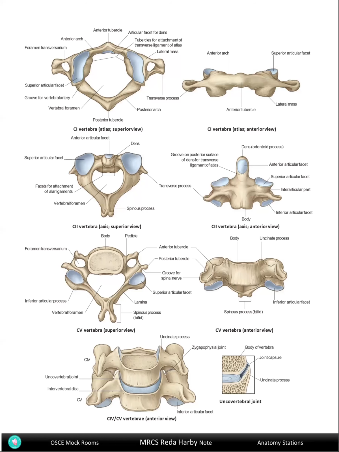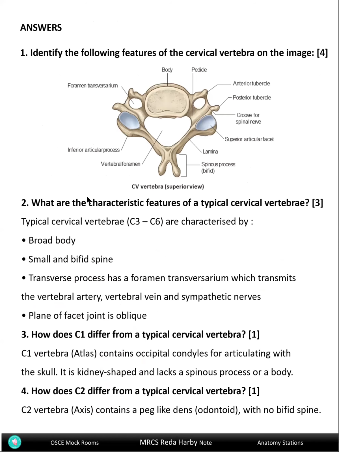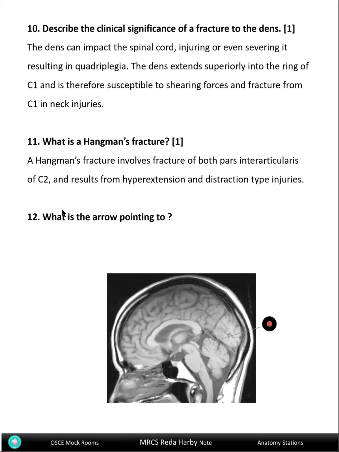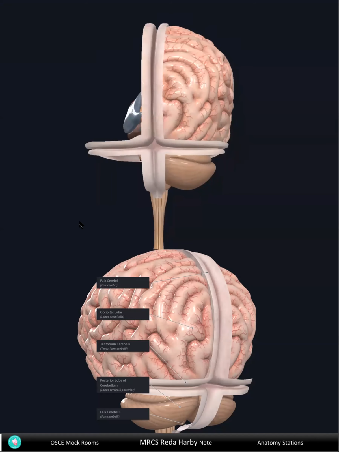Very nice. I'm going to ask you now regarding this fold. What is this fold? The tentorium cerebelli. Excellent, thank you. How many dural folds do we have? Four: falx cerebri, tentorium cerebelli, falx cerebelli, and diaphragma sellae.